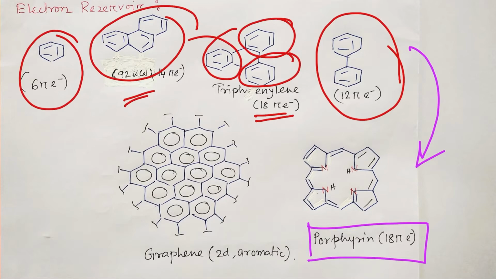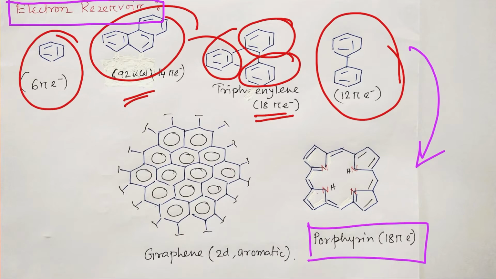Now why have I given this? See, if you increase the conjugation or if you increase the number of pi electrons involved in the aromatic stabilization, you are actually creating an electron reservoir. What do I mean by this? You can think that you have a water reservoir or pool. From the pool you can take one bucket of water, or if you add one bucket of water, the amount of water in the pool will not change significantly because the pool has enough water.